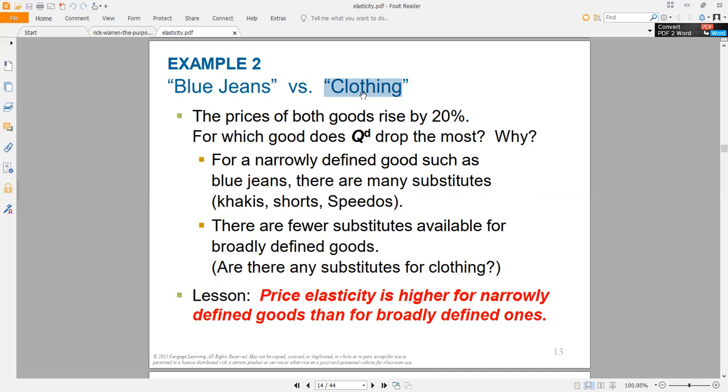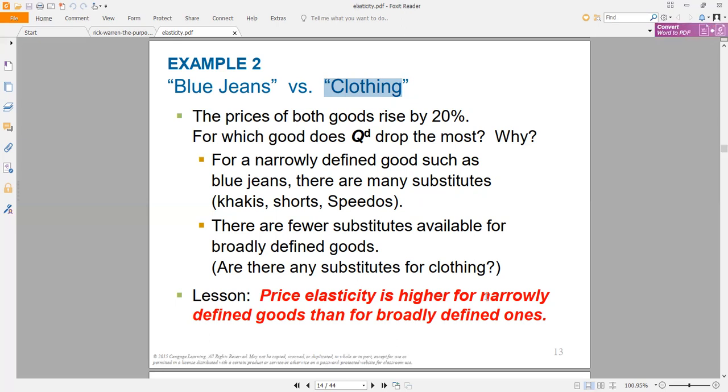And if you take this as a whole, it's almost like it has no substitute. Okay, it has no substitute. But if you take jeans, jeans is narrowly defined, and as a result, it has a lot of substitutes. So jeans will tend to have a higher price elasticity. So price elasticity is higher for narrowly defined goods than for broadly defined ones.